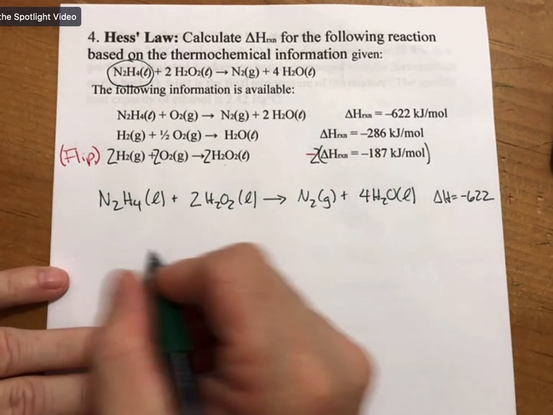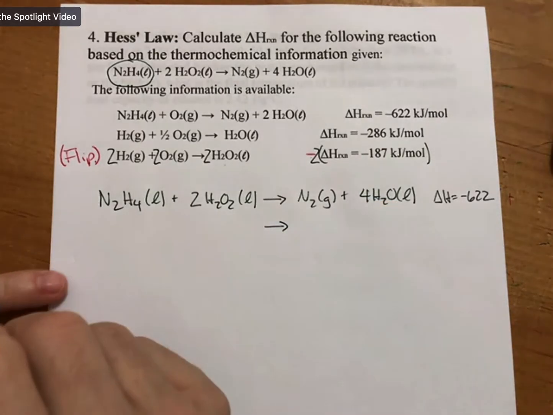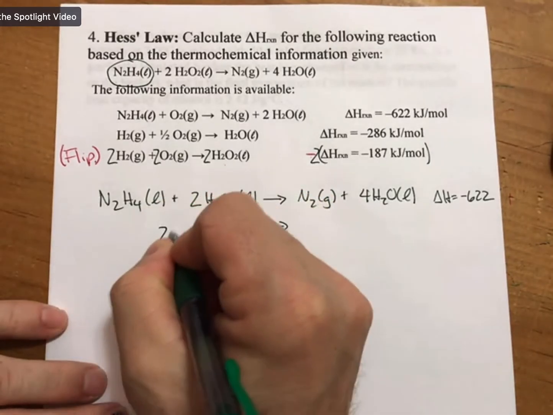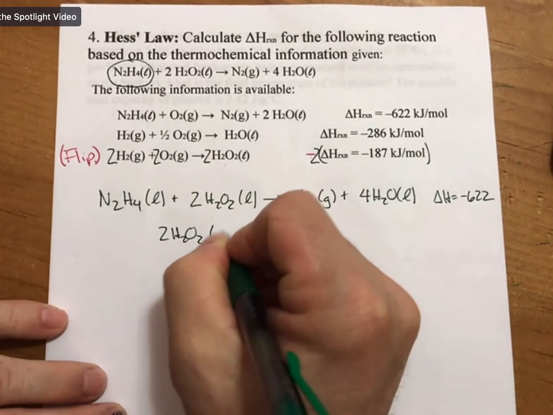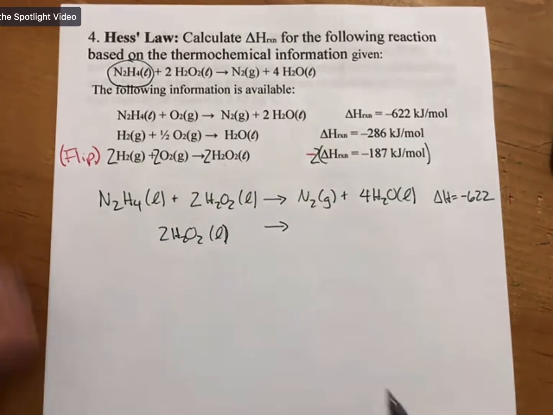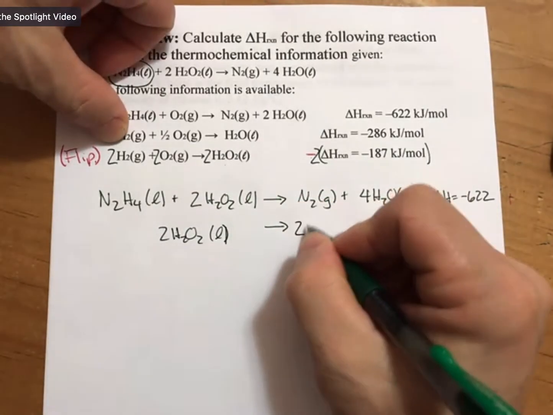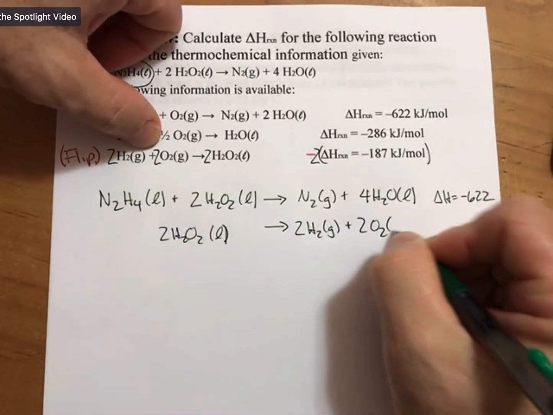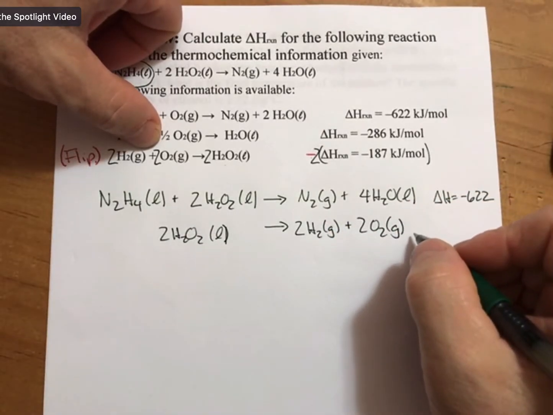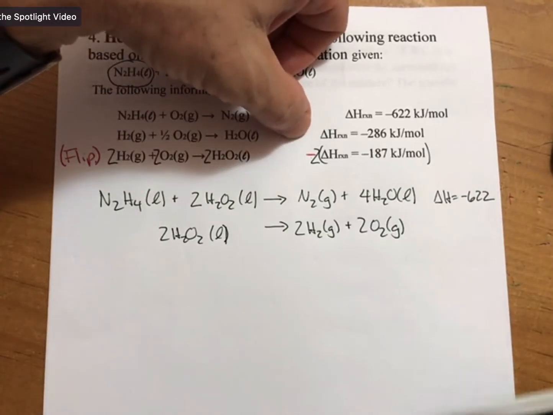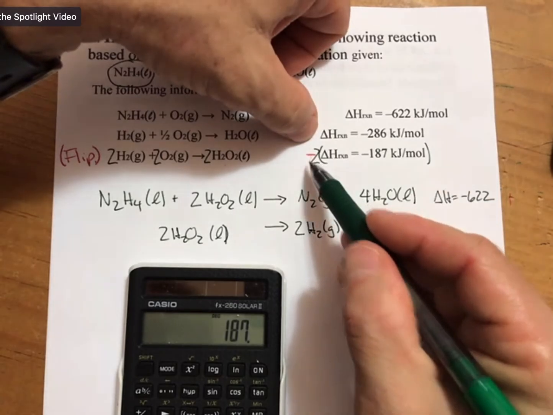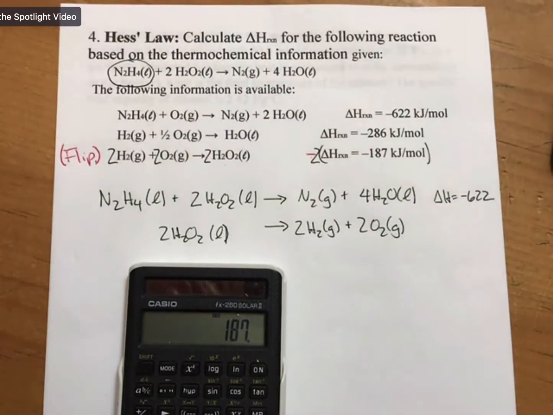Let me go ahead and do that. I always try to line up my arrows. So now I flip it. I have 2 H2O2, and I have 2 H2s and 2 O2s. And let me multiply this out. Well, question? No, just see the answer, 374.